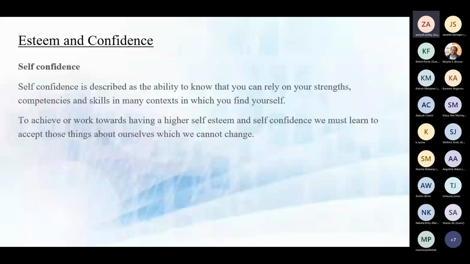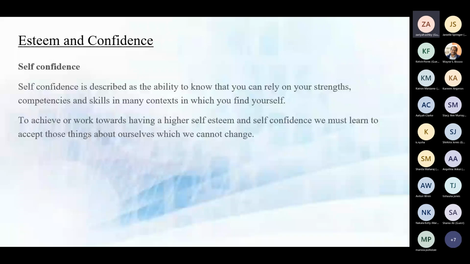On to a very important concept now, self-confidence. Self-confidence is described as the ability to know that you can rely on your strengths, competencies, and skills in many contexts in which you find yourself. So to work towards having a higher self-esteem and self-confidence, we must learn to accept those things about ourselves which we cannot change.